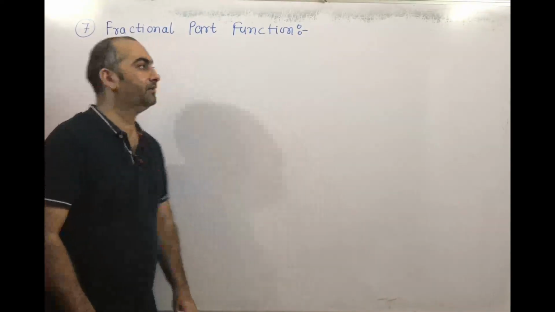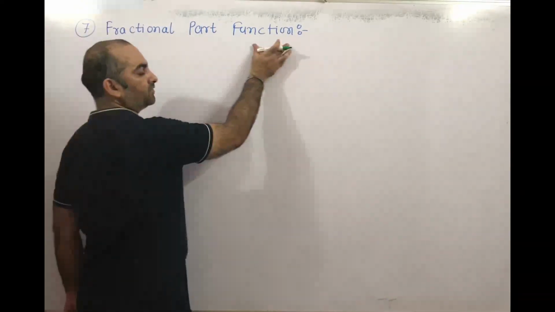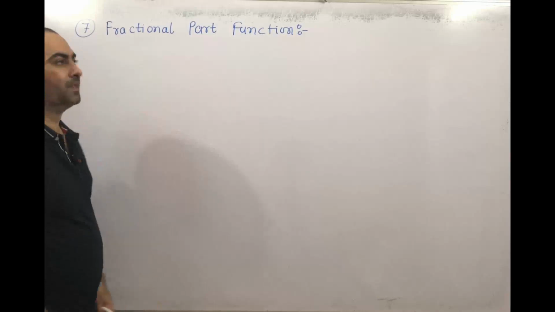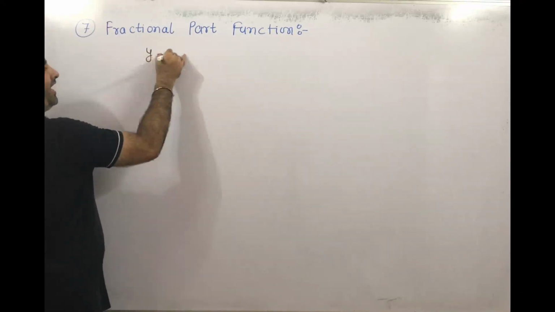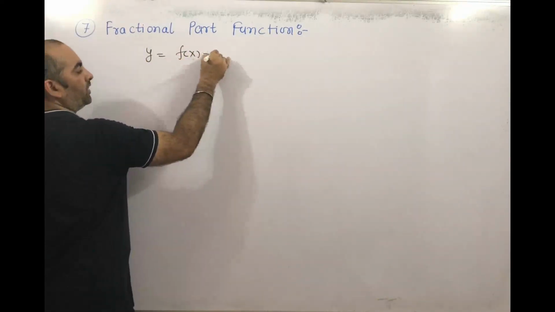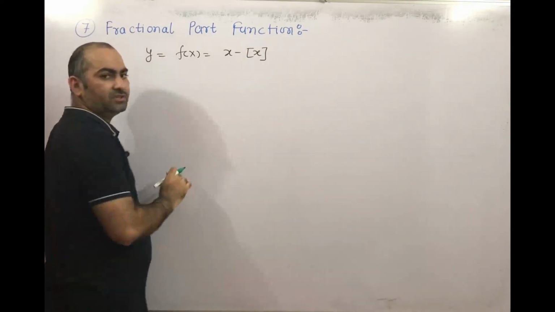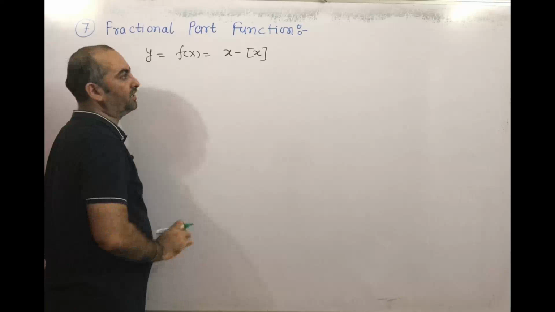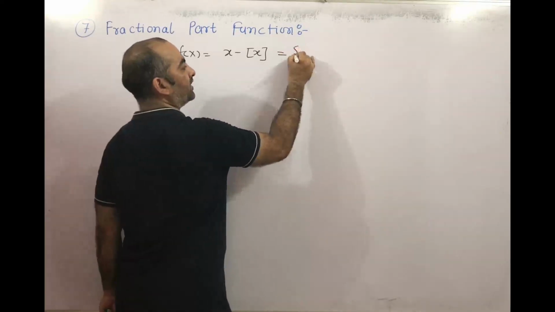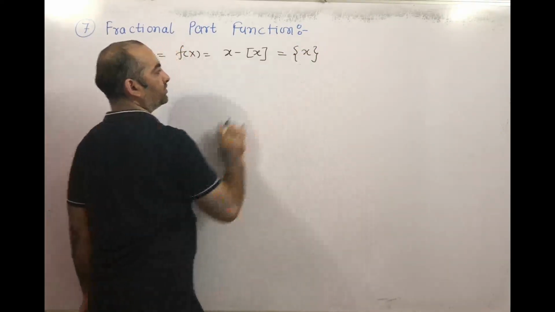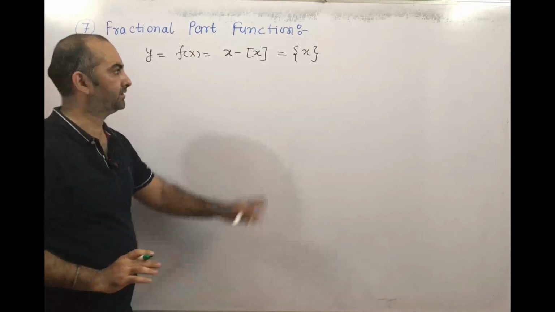Next we are discussing the fractional part function. So what is the fractional part function? y equal to f(x) equal to x minus the greatest integer of x. This function is called the fractional part function, and this is also written as curly braces x. So this function is called the fractional part function.